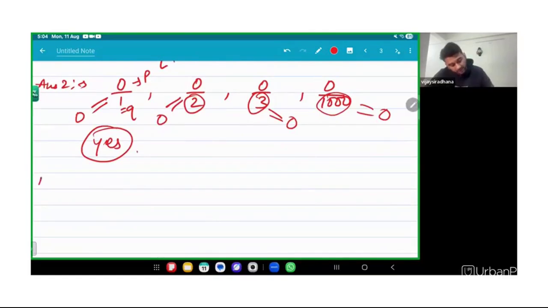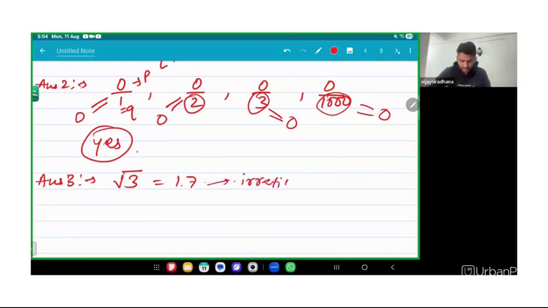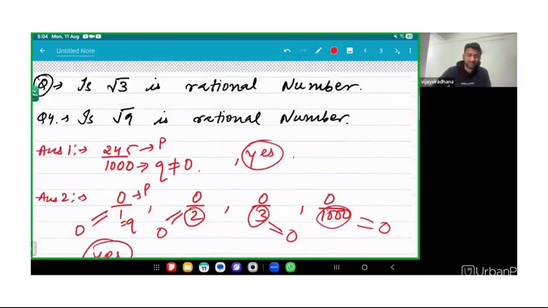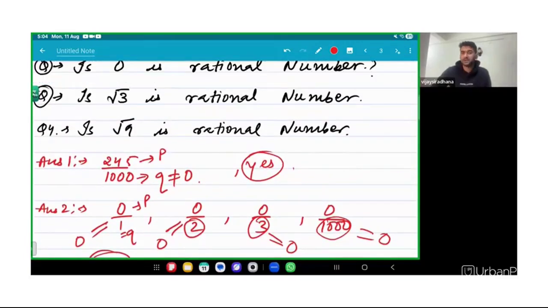Because the value of root 3 is nothing but root 3 only, and it is something like 1.7 and so on. We'll come to this part also, because it comes under irrational numbers in the next topic. But right now, root 3 is nothing but an irrational number. Got it? And the last one, you might be thinking, if root 3 is irrational, then definitely root 9 is irrational. But no, it's a rational number.